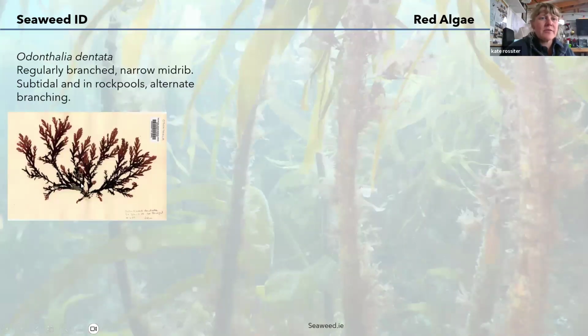Okay, so another one that's found in the intertidal and also in the subtidal is Odonthalia dentata. This guy on paper looks like some of the browns that we might see, but it's pretty definitively red when you're in the field. This guy's regularly branched, has a very narrow midrib, and then the branching is going to be alternate on each side.